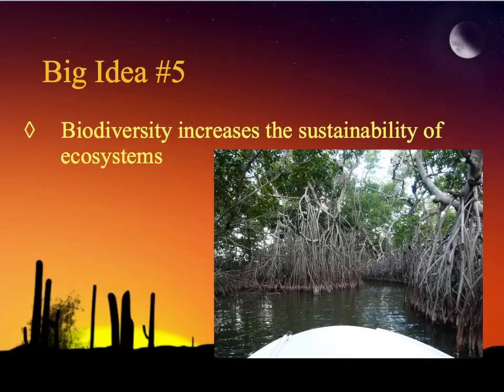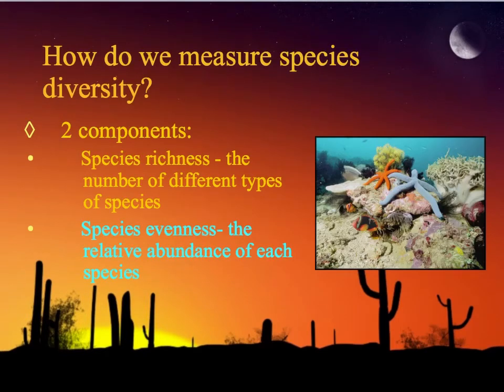All right, big idea number 5, biodiversity increases the sustainability of ecosystems. So the more diverse the plants and animals within an ecosystem, the more sustainable that ecosystem is. There are 2 ways in which we measure species diversity. The first is species richness, the number of different types of species in an ecosystem. The second is species evenness, which is the relative abundance of each of those different types of species.